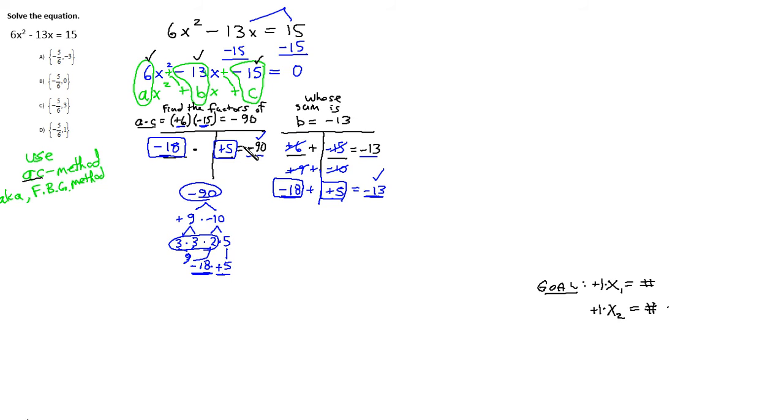Our original polynomial is 6x squared minus 13x minus 15 equals 0. And what we're going to do is copy the first term out, give a little room. What we're doing is we're making room in the middle. Remember, this is part of an equation, so I wrote equals 0.